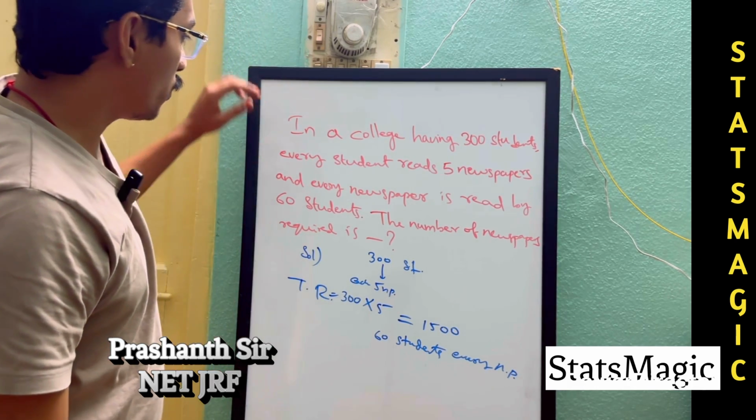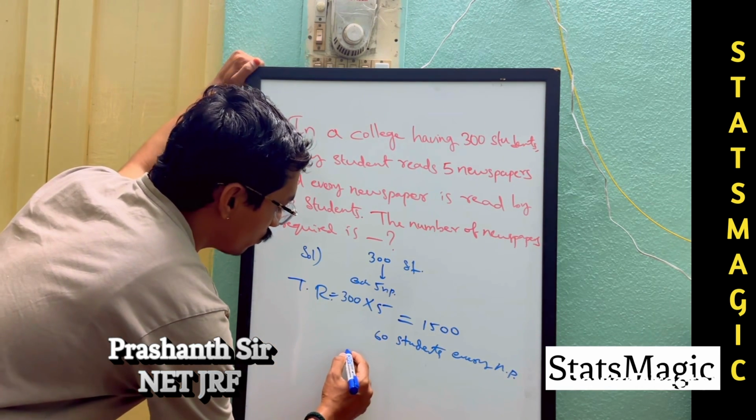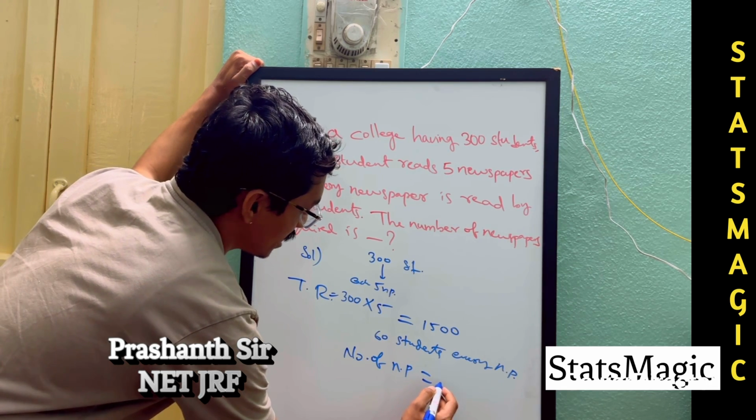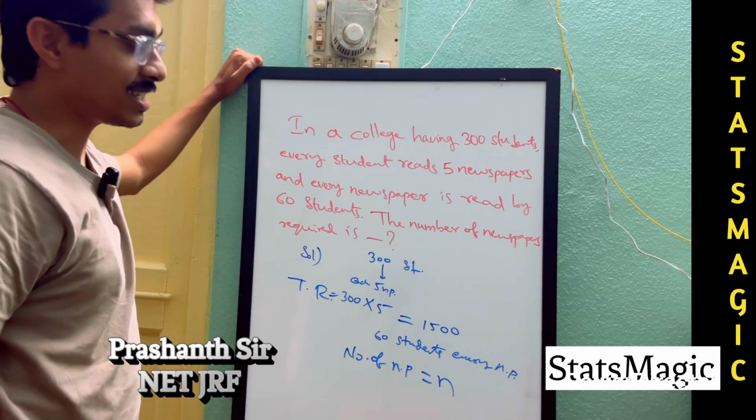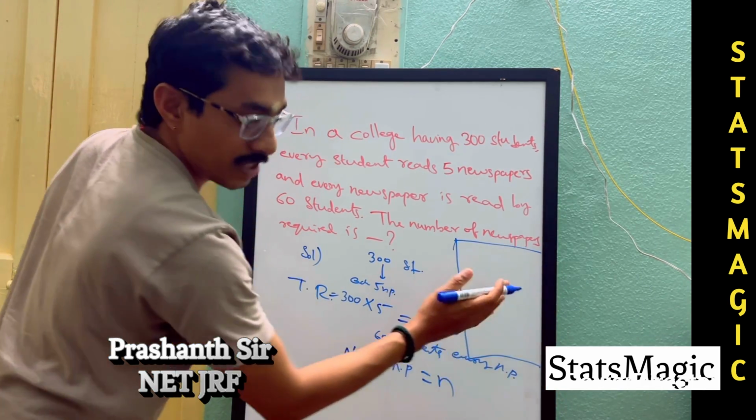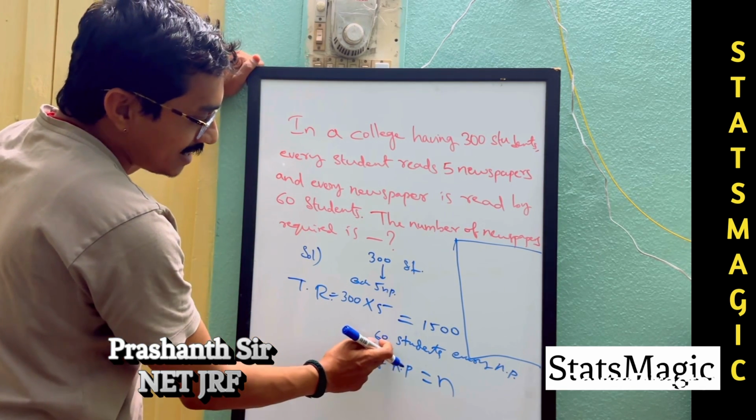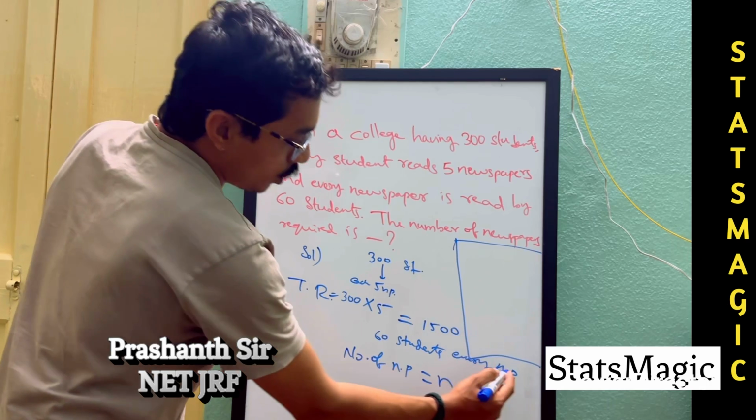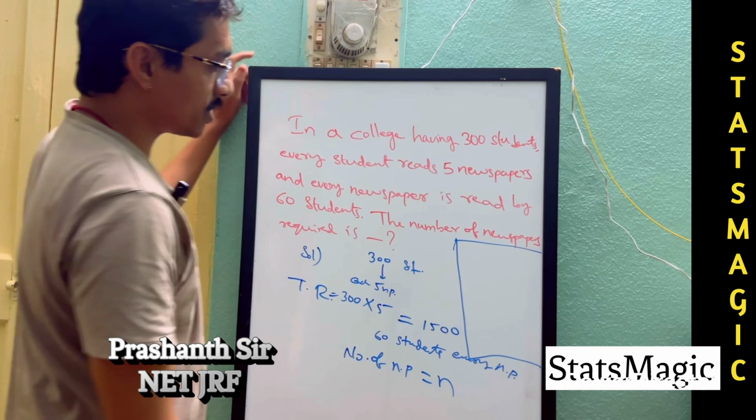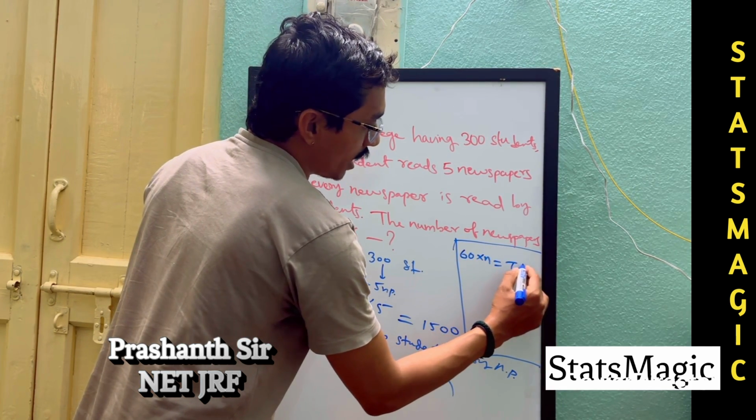What we have to do now is, the question asks for the number of newspapers. So we want the number of newspapers. Let the number of newspapers be, let us say, n. Number of newspapers, let us take it as n. And 60 students read every newspaper. That means with n newspapers, 60 students reading each, 60 into n is equal to the total readings.